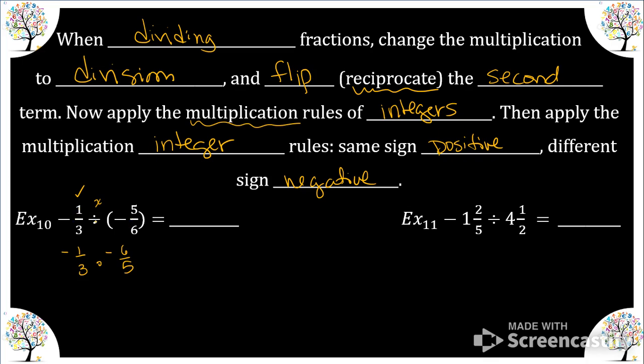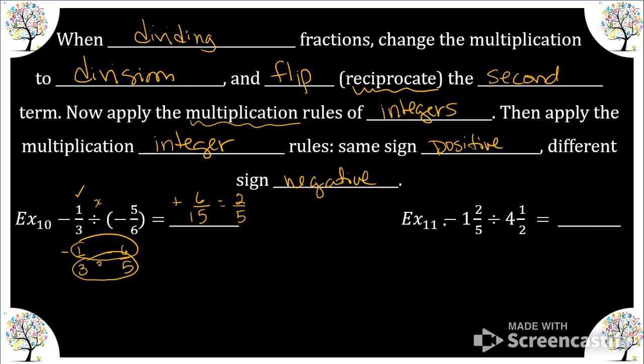Keep, change, reciprocate. And now we have a negative times a negative, so we have a positive. 1 times 6 is 6. 3 times 5 is 15. They each have a common factor of 3, so that simplifies to 2/5.